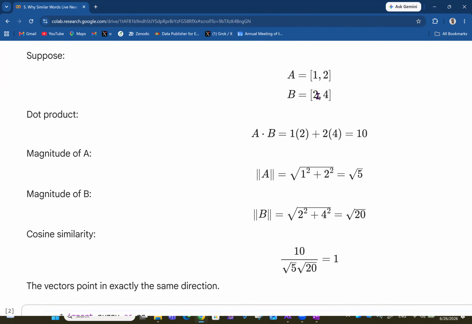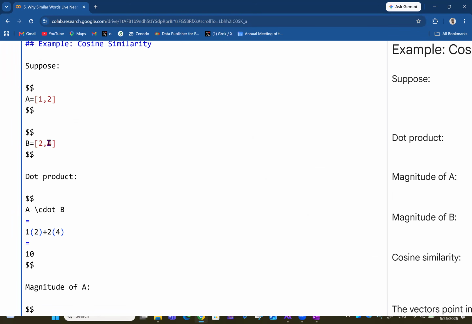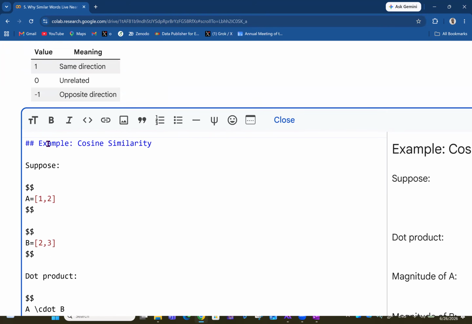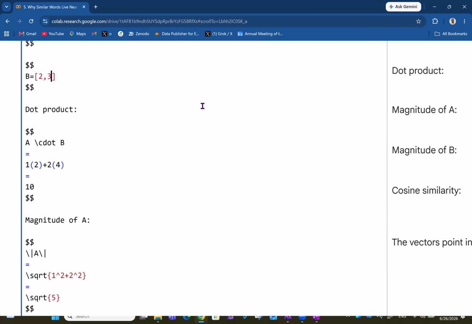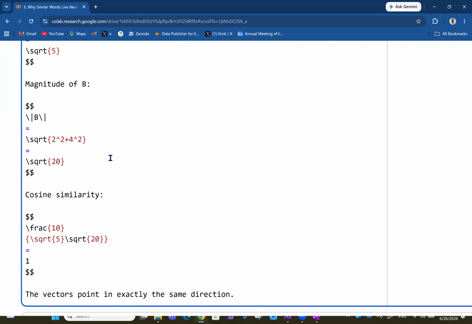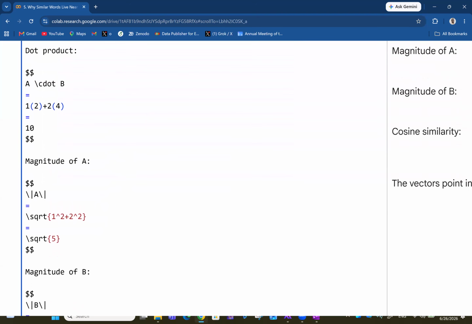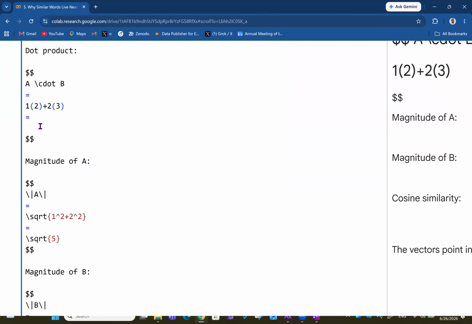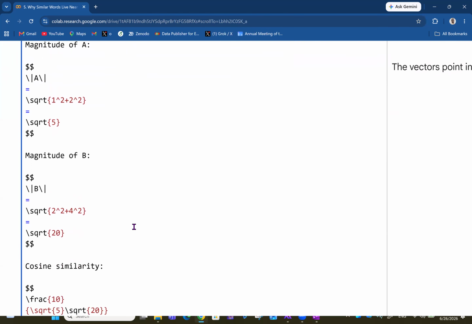Let me put 3 here instead of 4, so it's easy to compare vector for vector. So anywhere we see 4, we put 3. So A is (1, 2) and B is (2, 3). The dot product is 2 plus 6, which is 8. Then the magnitude of B is the square root of 2 squared plus 3 squared. 2 squared is 4, 3 squared is 9, 9 plus 4 is 13.